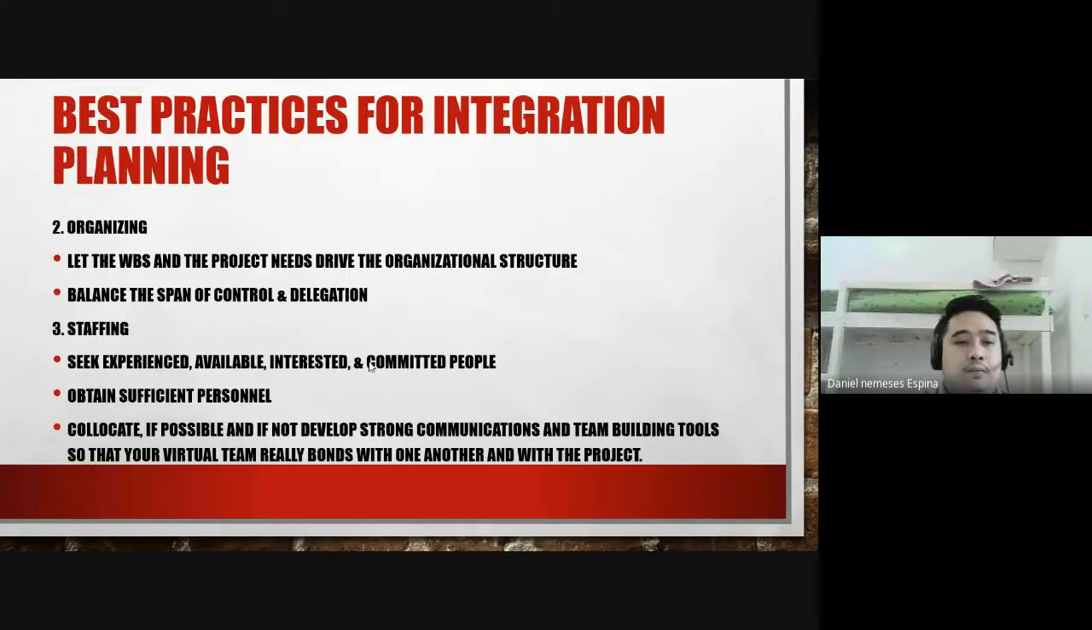Okay, obtain sufficient personnel and collocate. When you collocate, bring these people together in one place. If that is possible, and if not, develop strong communications and team building tools so that your virtual team really bonds with one another and with the project. That's the reason why we need team building, so that we understand each other more. In the case of a project team, they also need to have a bond so that they can really work together as one. Okay.